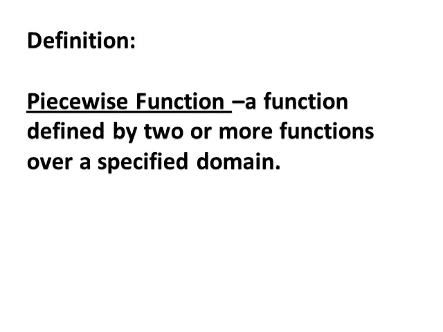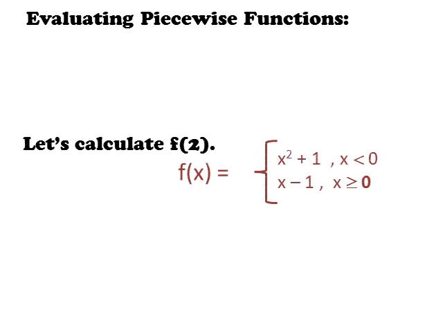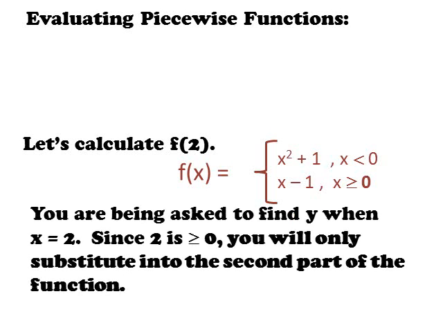A piecewise function is a function defined by two or more functions over a certain domain. If I said f of x equals x squared plus 1 when x is less than 0, and x minus 1 when x is greater than or equal to 0, and I need to find the value of f of 2: 2 is of course greater than or equal to 0, so I substitute 2 for x in x minus 1, which gives 2 minus 1, equal to 1.